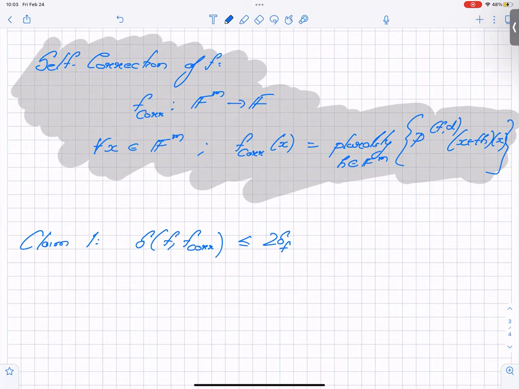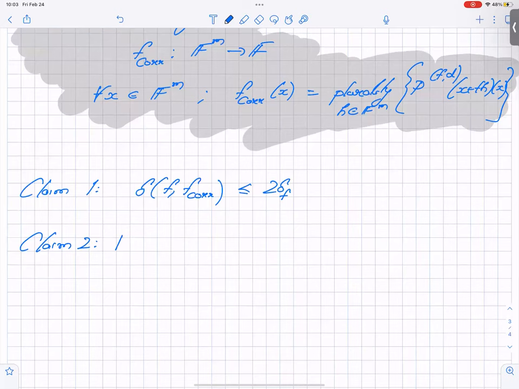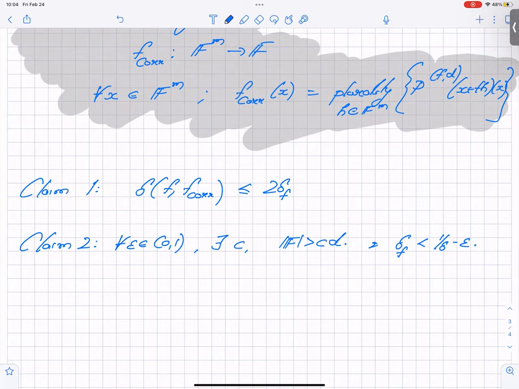And claim 2, this is where we would need that for all epsilon in (0, 1), there exists a C such that if the degree d is larger than C and delta f is less than 1 by 8 minus epsilon, then you compare the delta of the corrected function versus the delta of the function. Then delta of f corrected will actually be less than delta of f.